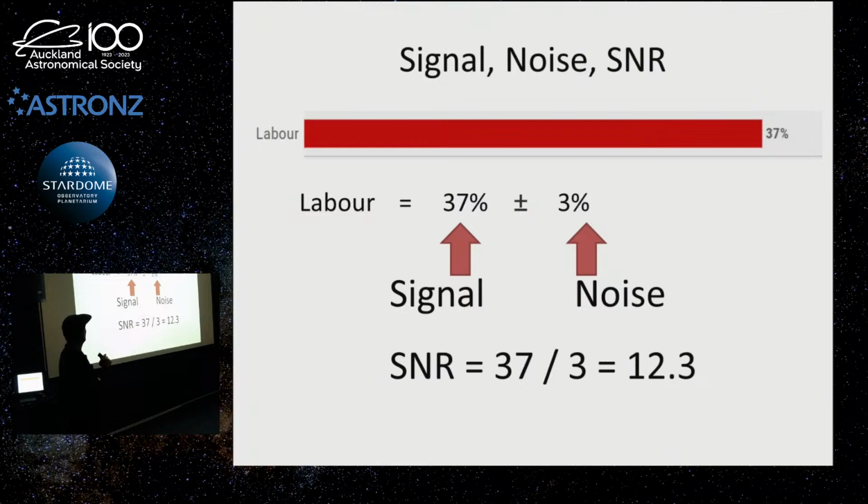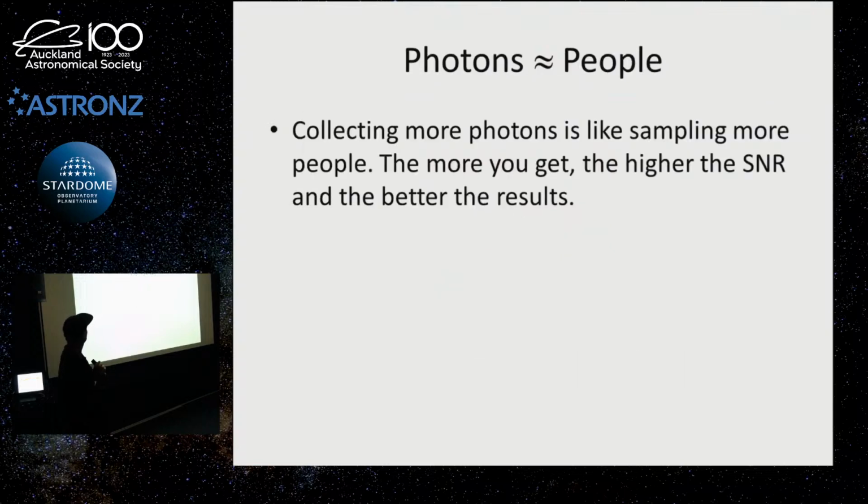So this says Labour is 37% plus or minus 3%. 3% is the noise. It's the uncertainty in the signal. So here the signal to noise ratio is 37 divided by 3, which is 12.3. So the important concept is the noise is the uncertainty. Collecting more photons is like sampling more people. The more you collect, the more accurate a picture of the Orion Nebula you're going to get.